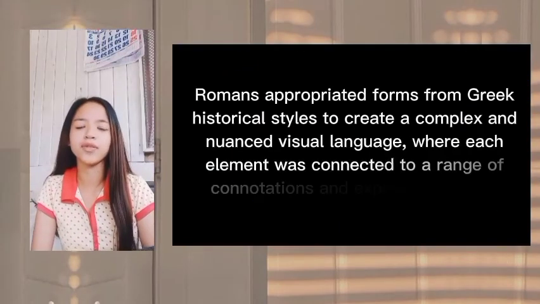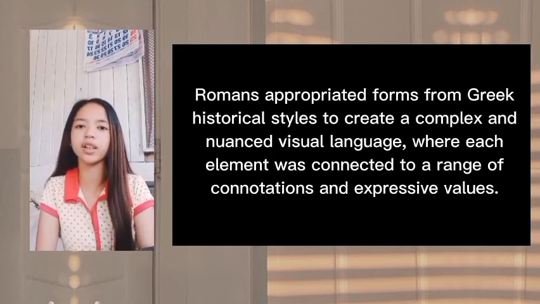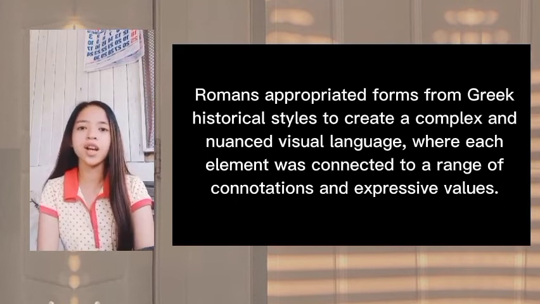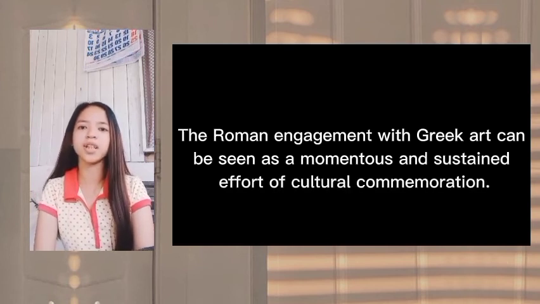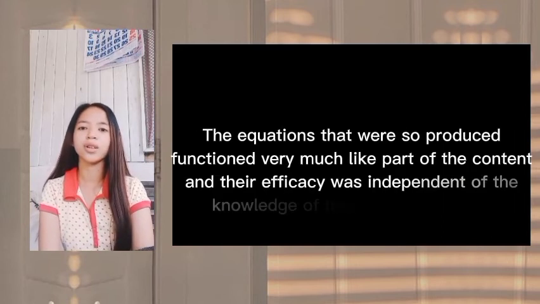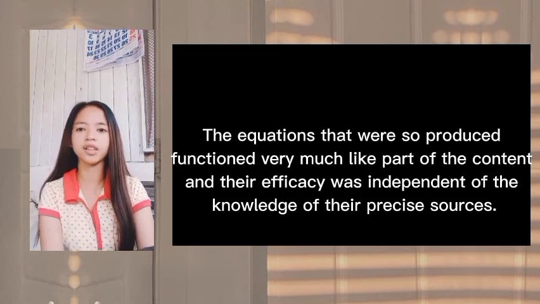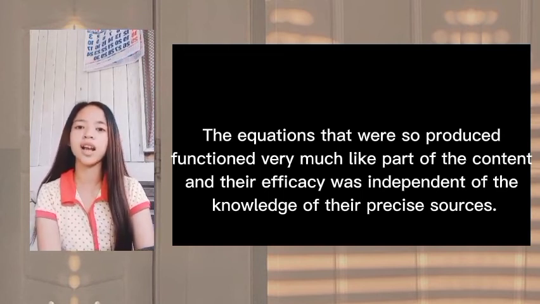Romans appropriated forms from Greek historical styles to create a complex and nuanced visual language where each element was connected to a range of connotations and expressed values. The Roman engagement with Greek art can be seen as a momentous and sustained effort of cultural commemoration. The copies so produced functioned very much like part of the content, and their efficacy was independent of the knowledge of their precise sources.